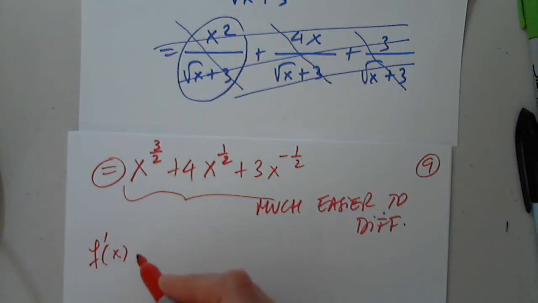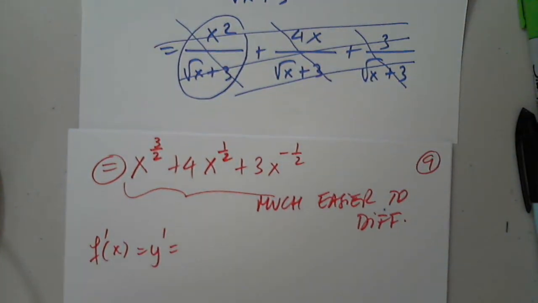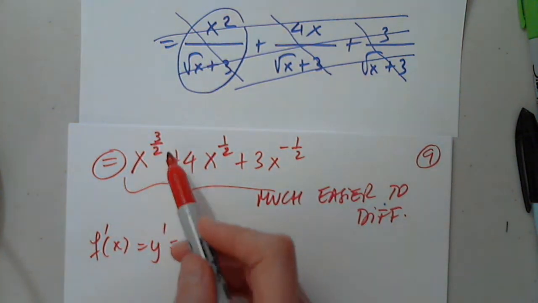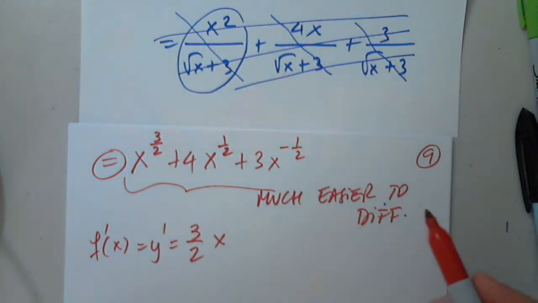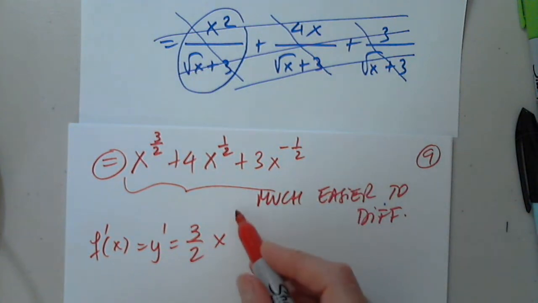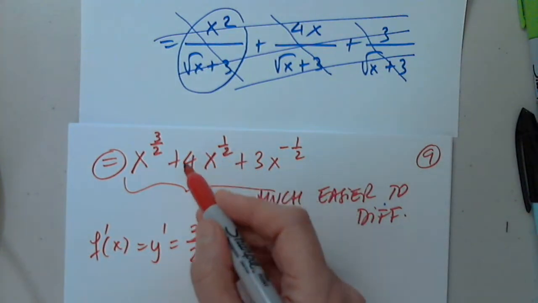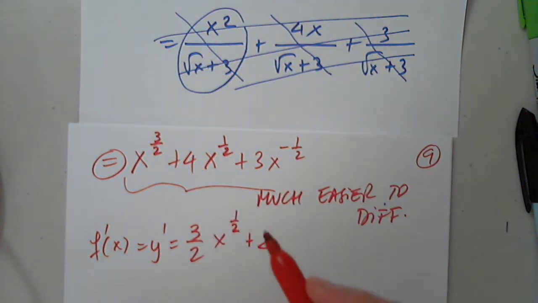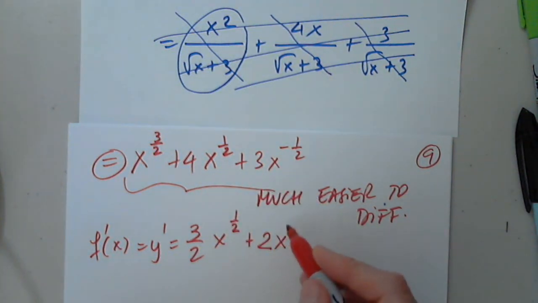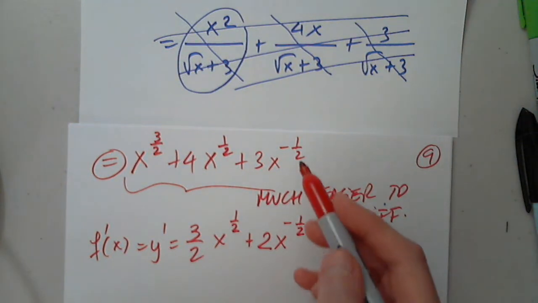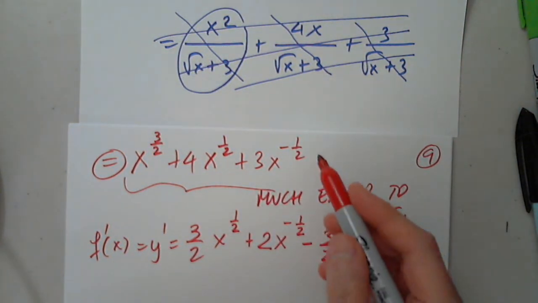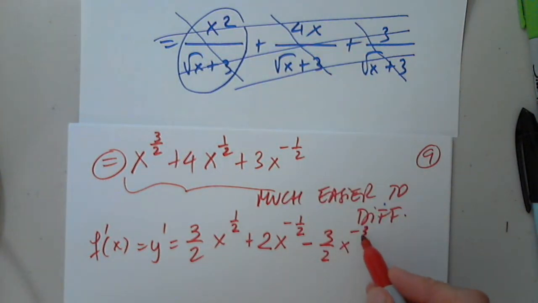Y or y prime, it doesn't matter. Okay, bring down the power, subtract 1 from the power, right? 3/2 minus 1 is 1/2. Bring down the power, multiply by 4, get a 2. Subtract 1 from the power, x to negative 1/2. Bring down the negative 1/2, negative 3/2 now. Subtract 1 from the power, x to negative 3/2.